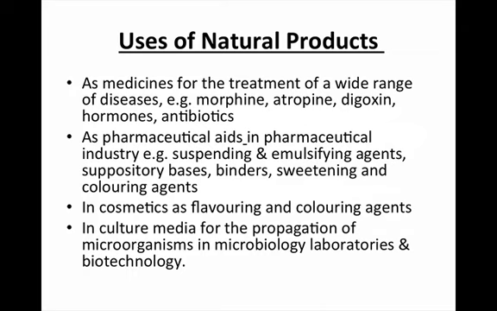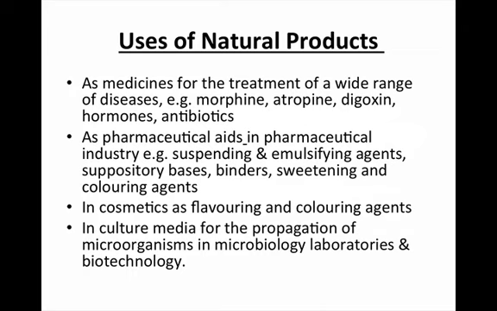Then after that, let's look at the uses of natural products. Natural products have the following uses. First of all, they are used as medicine for treatment of a wide range of diseases, like morphine. For example, morphine is used as a painkiller. Also atropine, which is used for treatment of intraocular pressure. Also digoxin, which is used as an antihypertensive.